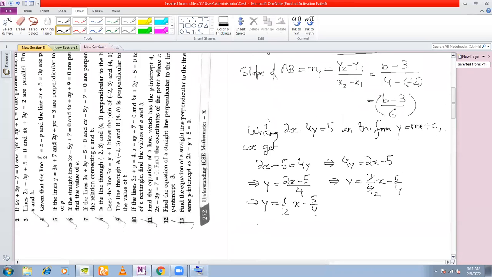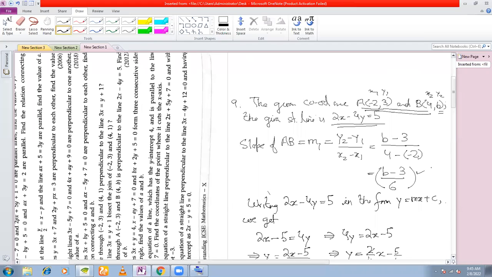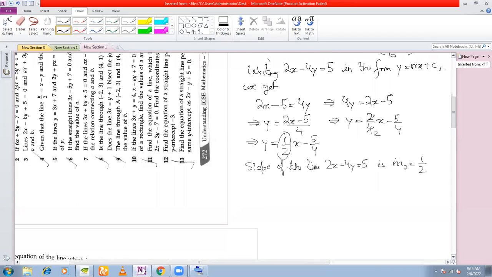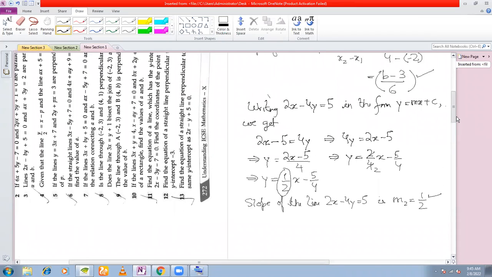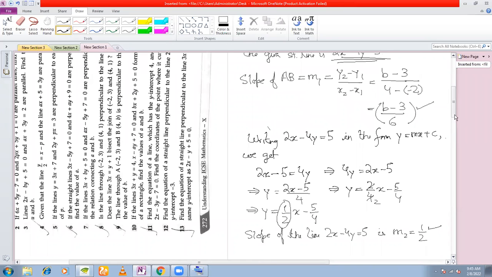So what can you say? Slope of the line 2x minus 4y is equal to 5 is, this is the coefficient of x, as this will give us our slope, right? y is equal to mx plus c. Let us call this m2 is equal to half, right? Now these two are given to be perpendicular, that is the line joining A and B, whose slope is b minus 3 by 6, and this straight line 2x minus 4y is equal to 5, whose slope we have found out to be half. These two are perpendicular, that means the product of their slopes must be minus 1.